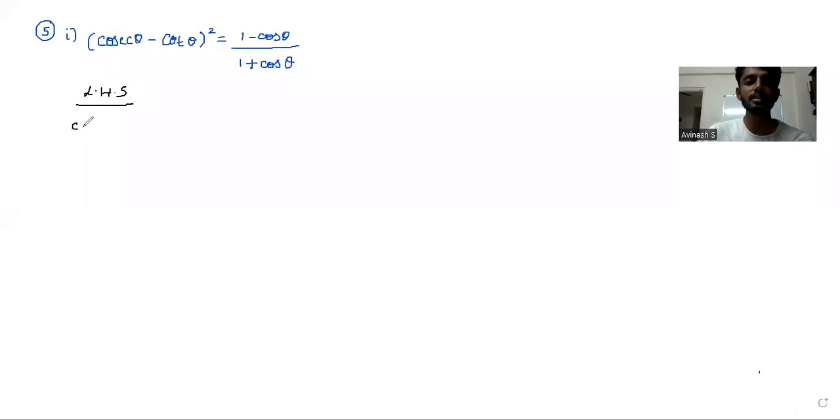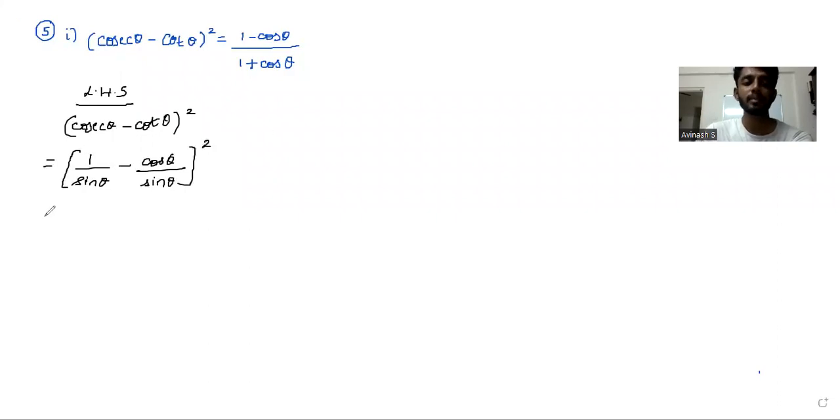So the left hand side goes like this. It is nothing but (cosec theta minus cot theta) the whole square. I'm going to simplify it by converting each trigonometric ratio in terms of sine and cos. What I mean by that is, we all know that cosec theta is nothing but 1 by sine theta, and cot theta is nothing but cos theta divided by sine theta. And then we have a whole square here. So this is how we convert it. Now we have converted cosec and cot in terms of sine and cos.